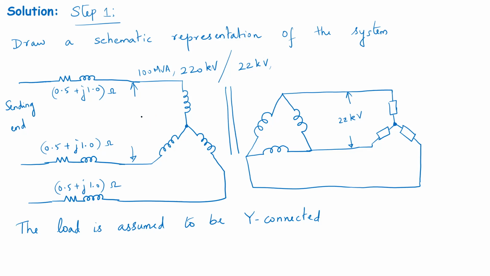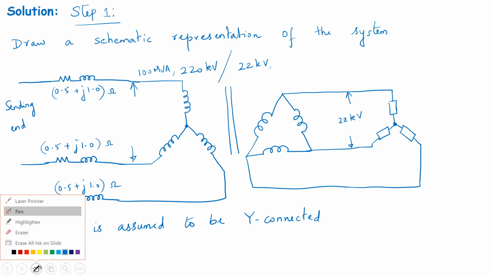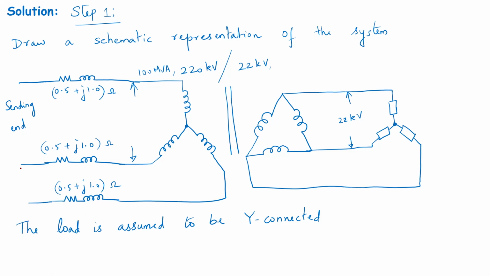the high voltage side of the transformer. So let me just label it using a different color. We need to determine the sending end line-to-line voltage and the VHV, the high voltage line-to-line value. These are the two quantities that we need to determine.